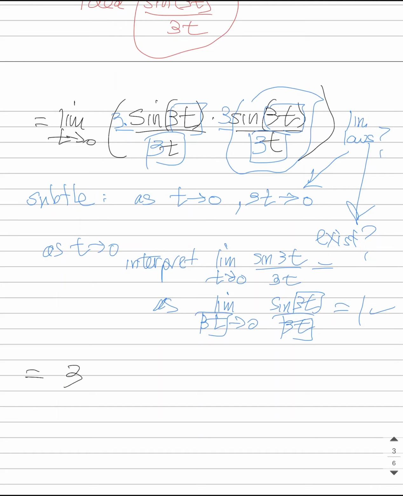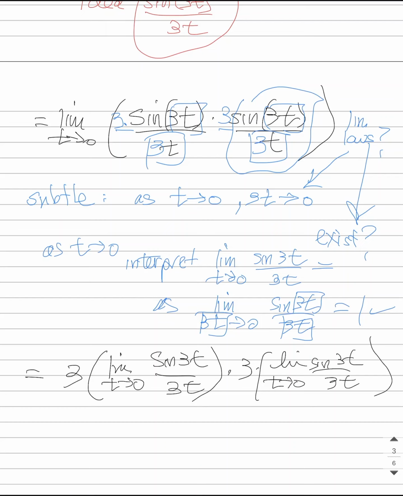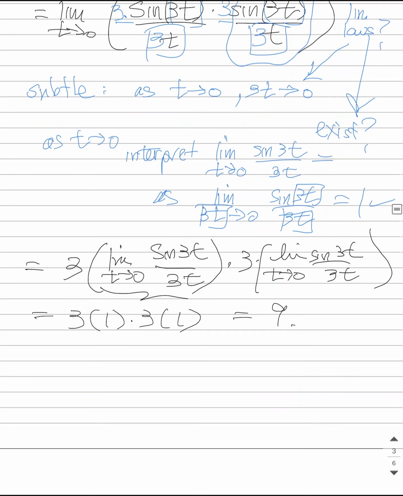So I'll end up with a 3 times the limit, t goes to 0, sine 3t over 3t, another 3, limit t goes to 0, sine 3t over 3t. It will turn out that these limits do in fact give me a 1. So this limit equals 9. So that's the strategy in a situation like this. We are trying to take a strange limit, and when we see that it has trig functions, we are going to try to write it in terms of sine h over h.